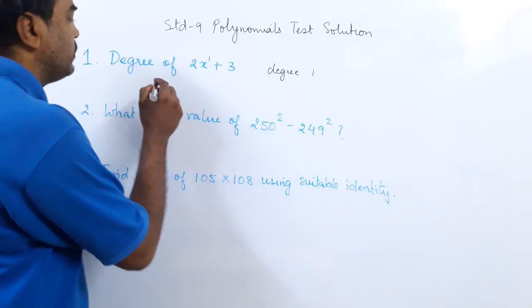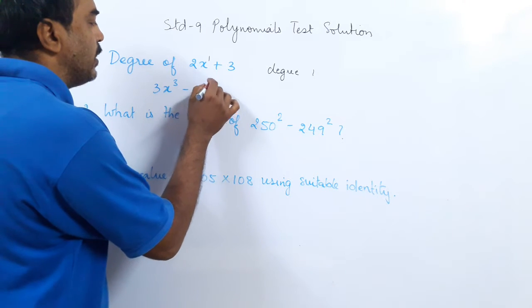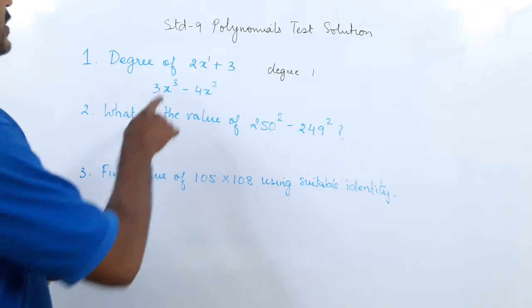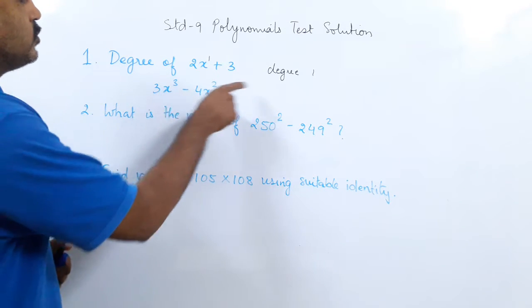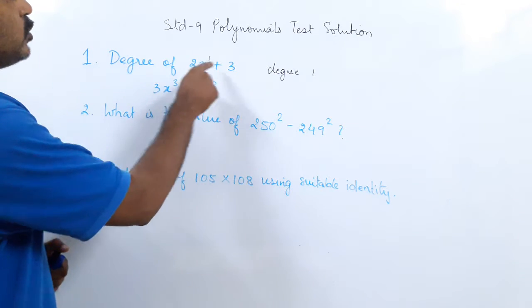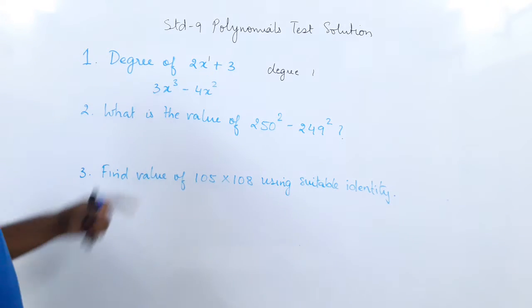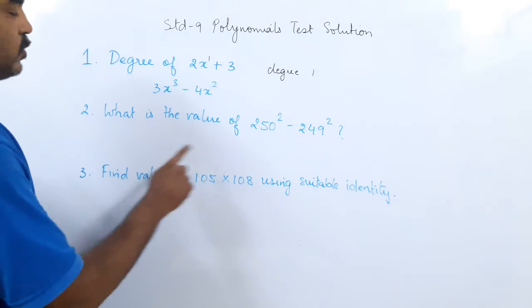Suppose it is given 3x cube minus 4x square. Now the variable here is x. And which is the highest power? Highest power is 3. So the degree of this polynomial is 3. So what you have to do is see the polynomial and see the highest power. The highest power is the degree of the polynomial.